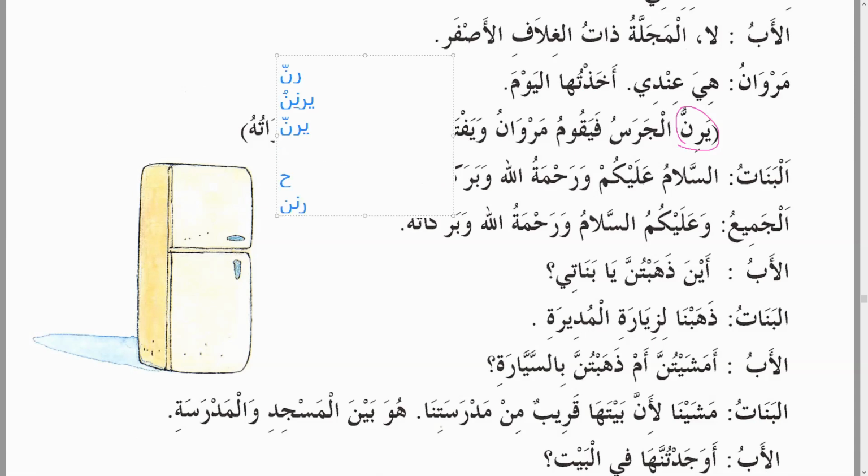Like hajja. This is bab nasara. So hajja yahijju did not become; it became hajja yahujju. Hajja yahujju, he did hajj. This is called muda'af, doubled verbs. Inshallah, it will come in the future.